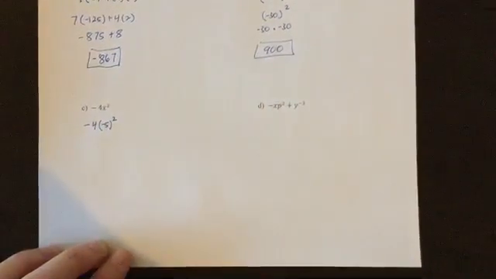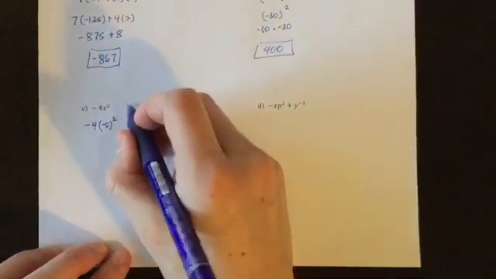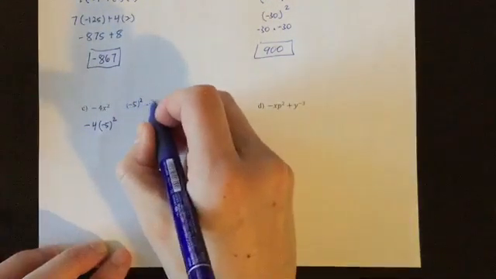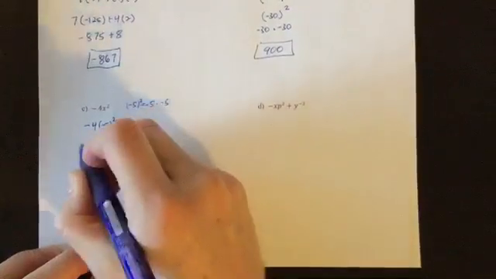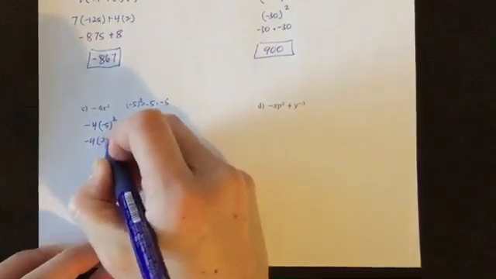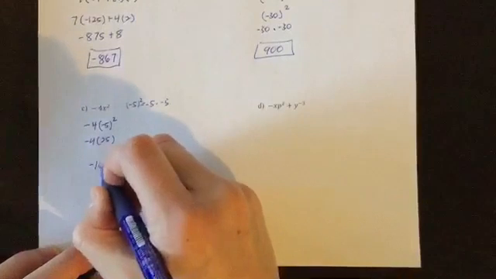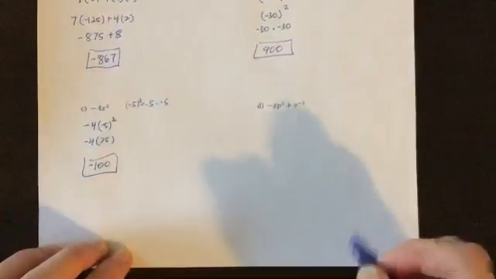Exponents first, negative 5 squared with parentheses, right? That means negative 5 times negative 5. So that's going to be positive 25. Negative 4 times positive 25, negative 100.